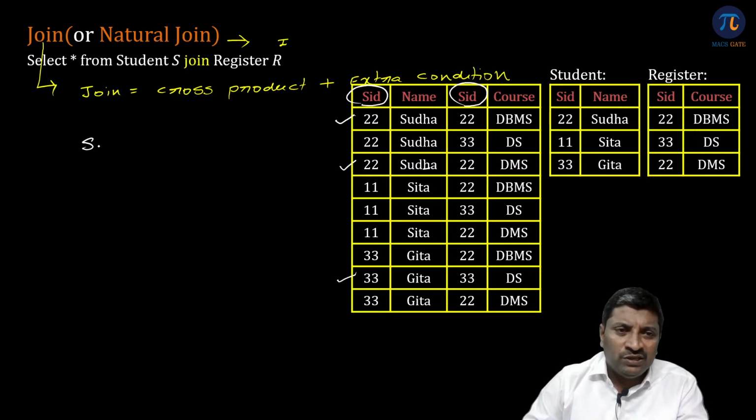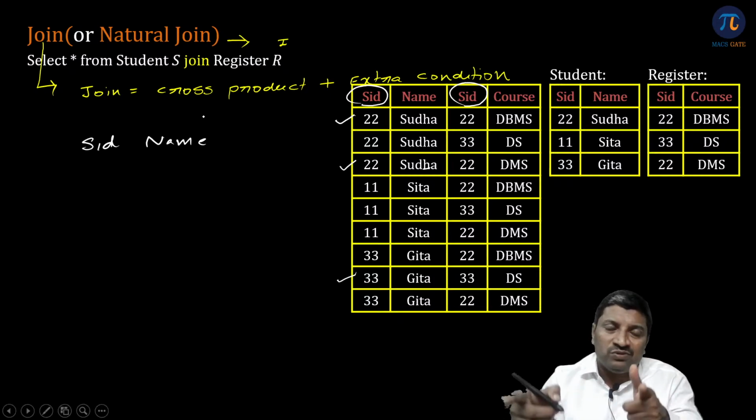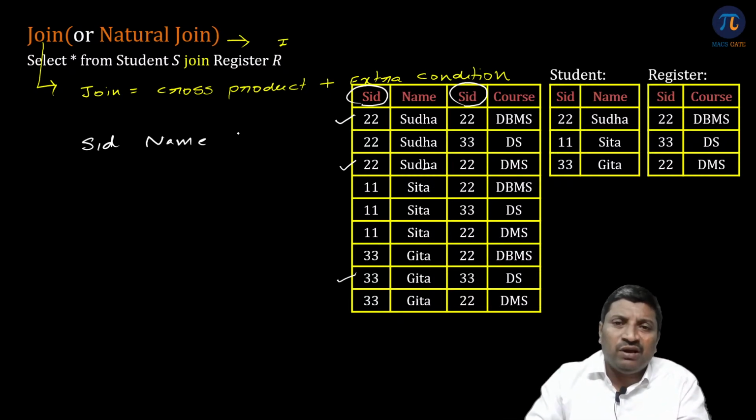And one more thing: the common column will be displayed only one time, because we are not writing any general condition like greater than, less than or equal to. We are writing only equality. When equality holds, both columns will have the same values. When the values are the same, no need to write them two times, right? So that's why we are writing it one time.